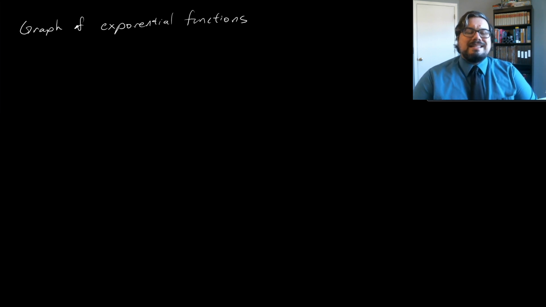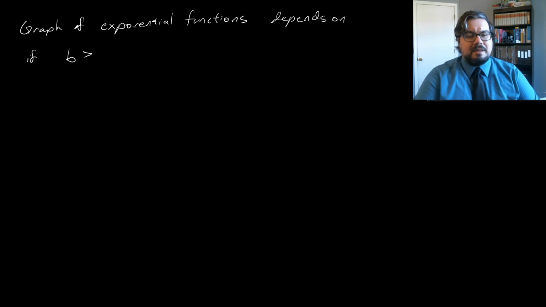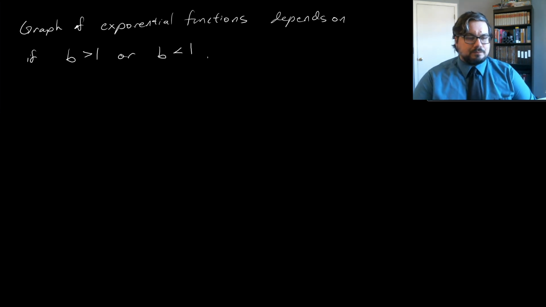So now let's actually graph a couple of them. So the graph of exponential functions have basically 2 shapes. And the two shapes that we get depend on whether the base is greater than 1 or less than 1. So the graph of exponential functions depends on if b is greater than 1 or b is less than 1.